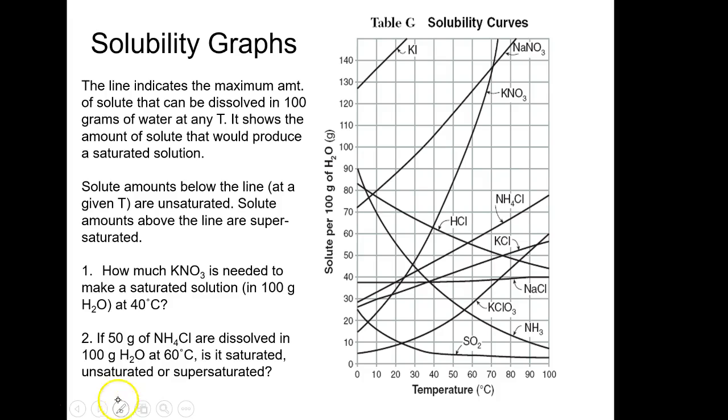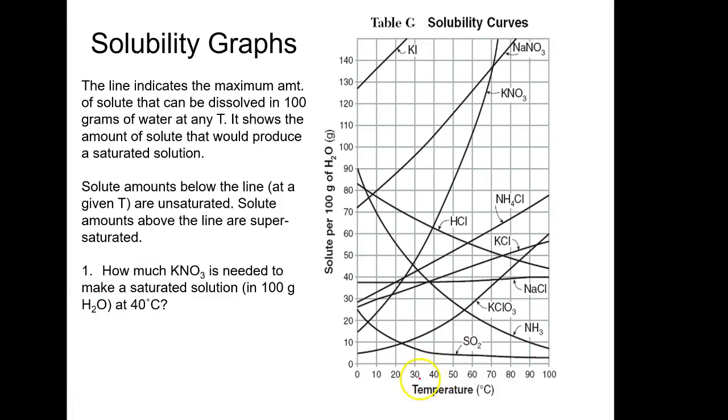That's kind of a technical thing to be correct, at 40 degrees. So what you do is you find 40 degrees, and you go up on the graph until you find KNO3, which is way up here at the top. You're looking for where the line hits 40 degrees. So there's KNO3, it's pointing to this line. And that mass looks to me to be about 65 grams of KNO3.